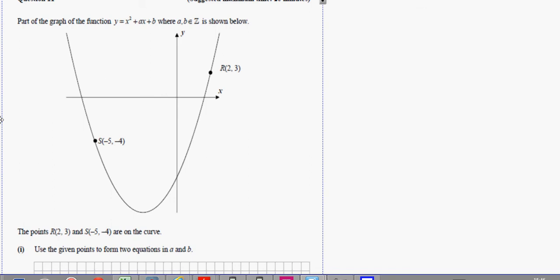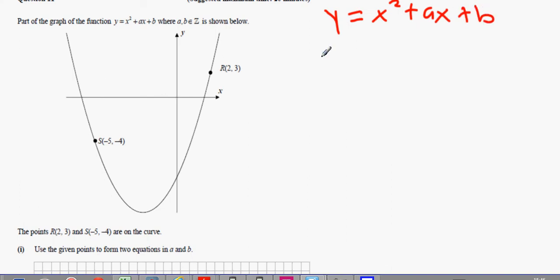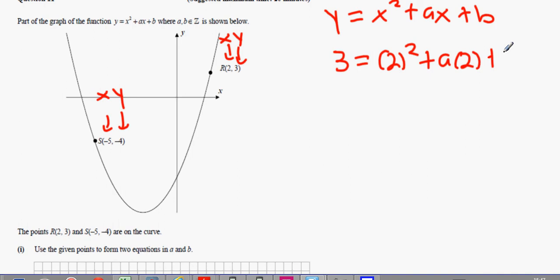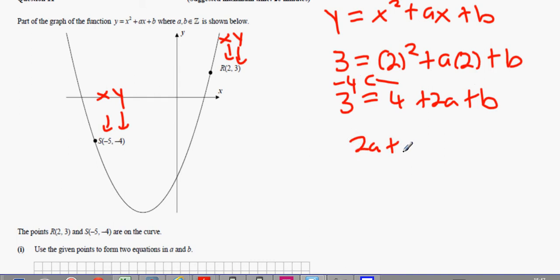Well, what this means is that if y equals x squared plus ax plus b, remember y is the output, x is the input, so this one here is x and y. Now these values of x and y should work in this equation. So we put in 3 equals 2 squared plus a times 2 plus b. And what we get is 3 equals 4 plus 2a plus b. Bring the 4 over the other side and we get minus 4. So what we get is 2a plus b equals minus 1.